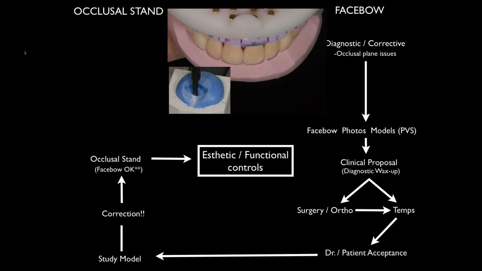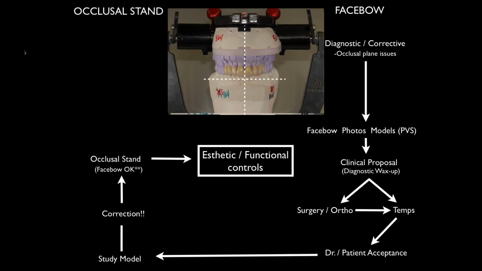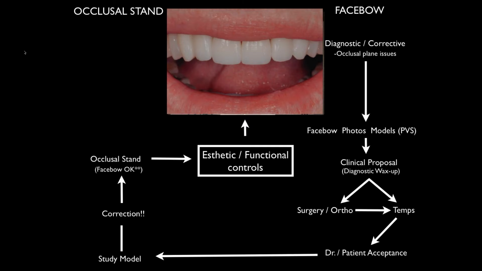And then from here, we go through our processes. We make our aesthetic controls, we make our guide tables, our matrices, and we produce our case, hopefully that actually mimics exactly the horizontal plane the patient's looking for, that we're looking for, the vertical axis for the midline, and it's all good. And we get a very successful case that goes in the mouth, fixes the problems, and looks good. I mean, this is the ideal, right?